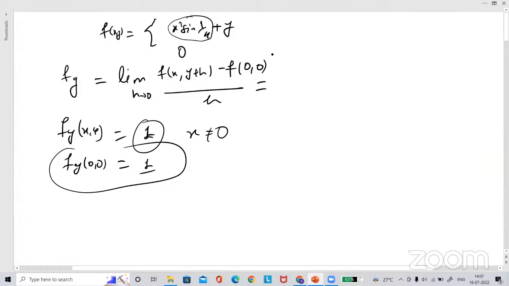So now we obtain the partial derivative with respect to y at 0. Here the x term is going to be 0, and this is going to be h only, and this is the partial derivative at 0. Now f(0, h) will give you the partial derivative with respect to y at 0.